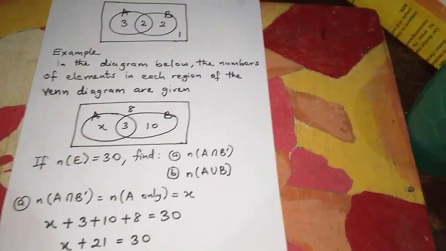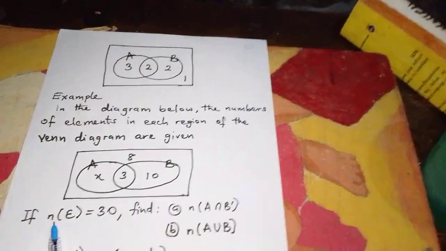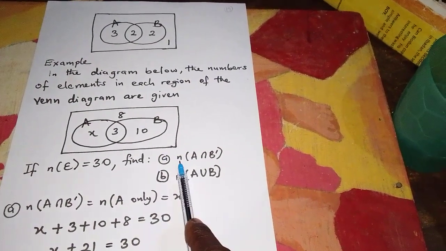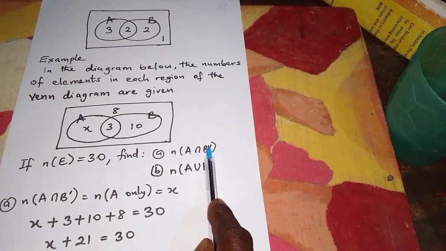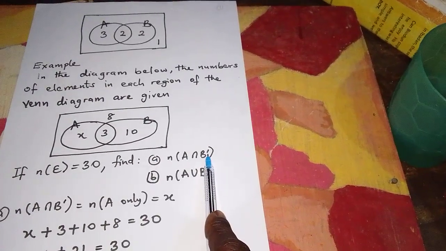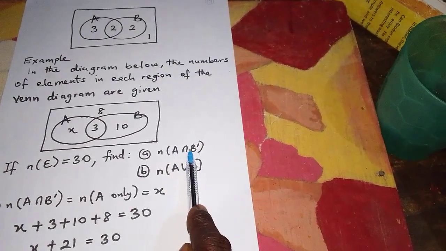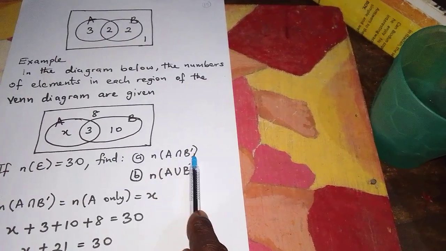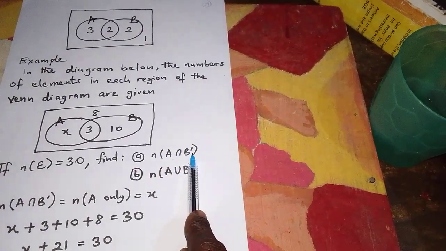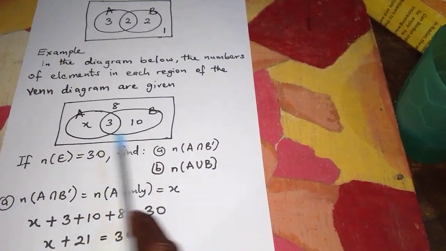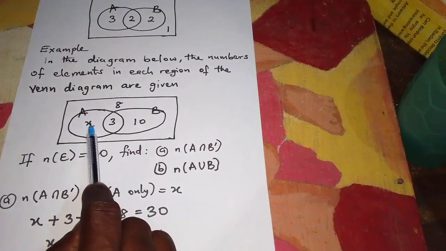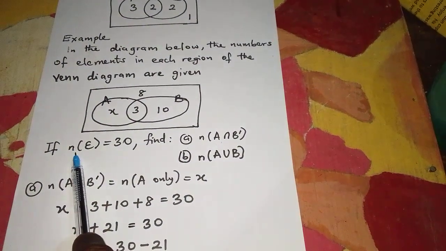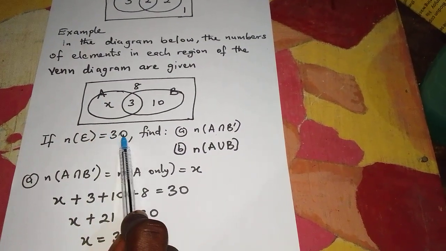And here we are told that the number in the universal set is 13. Find the number in A intersection B complement. I told you the other time, if they say A intersection B complement, it means A only. Instead of writing A only, they are saying A intersection B complement. If you look at this, what is in A only here? It should be this X. So to be able to get it, we are told that in the universal set, the number of elements there is 30.